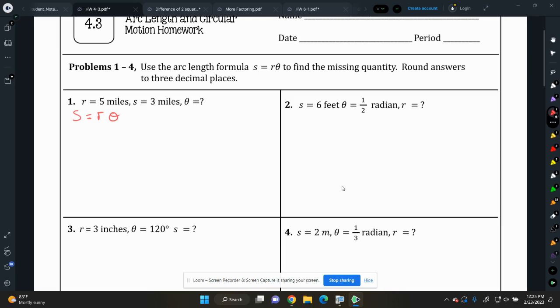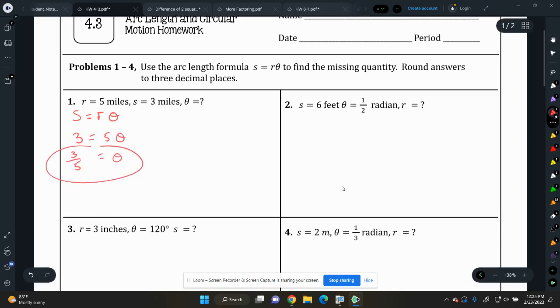Okay. All right. So we've already got S and 3. So this one's pretty straightforward. 3 equals 5 theta. So theta equals 3 over 5. Boom. There's your answer. It's already in radians. You could put it, say, 0.6 if you want to, but it's not necessary.